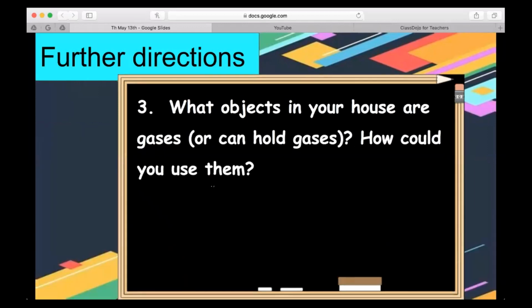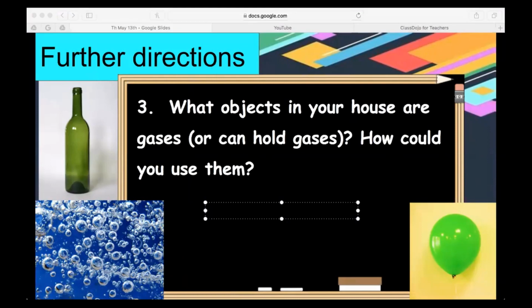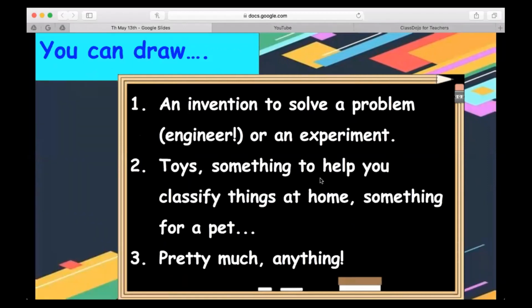What objects in your house are gases or could hold gases? An empty water bottle has gas. That's easy. Bubbles are gas. A balloon can hold gas. All of these use gases. So even if you just have an empty water bottle, that'll have gas in it. So, here are some things you can make.